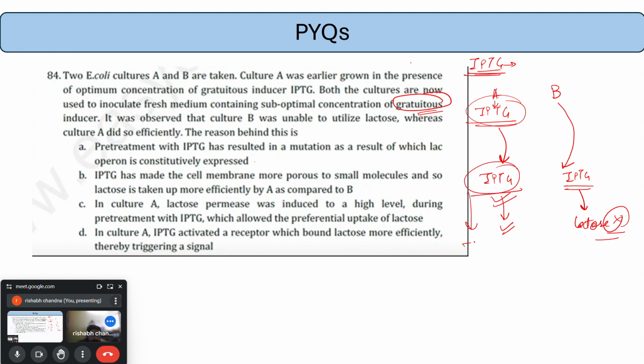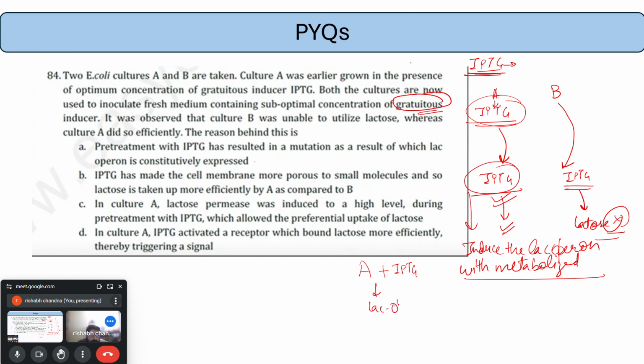IPTG can induce the lac operon without being metabolized. Okay. So what would have happened in culture A when IPTG was added? The lac operon will be activated, leading to production of all the three enzymes: beta galactosidase, lactose permease, and the transacetylase. Okay, so all these three were present.